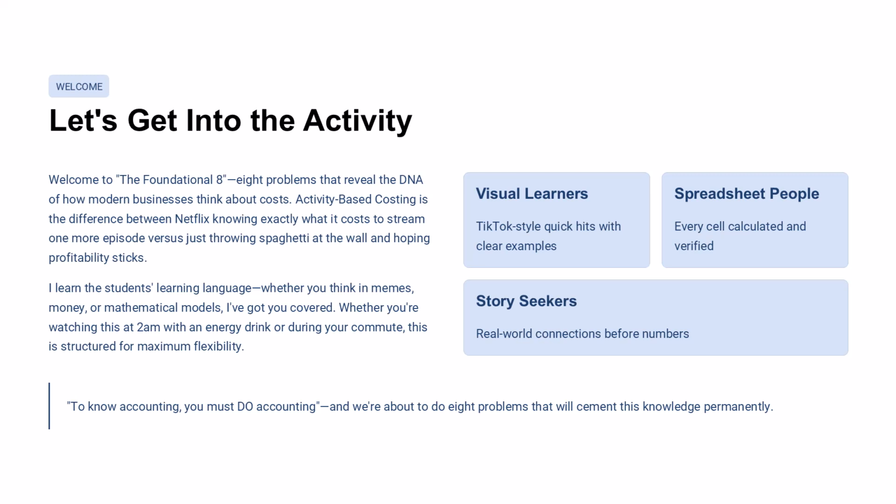Activity-based costing is the difference between Netflix knowing exactly what it costs to stream one more episode versus just throwing spaghetti at the wall and hoping profitability sticks.